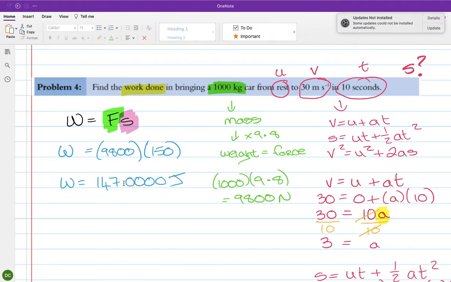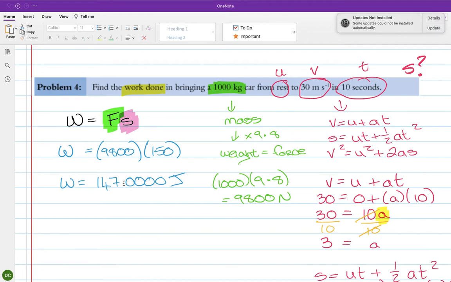So find the work done in bringing a 1,000 kilogram car from rest to 30 in 10 seconds. Okay, so all of the stuff in pink is completely correct. That's absolutely fine, I think. I did some stupid in that as well, but I don't think I did. No, you can tell me if I did. Now, the mass.